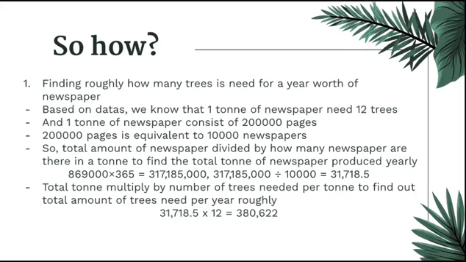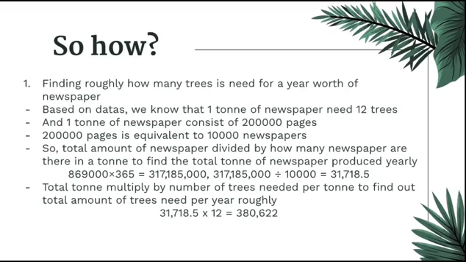So, the total amount of newspapers divided by how many newspapers are there in a ton gives the total tons of newspapers produced yearly, which is 869,000 times 365, which gives 317,185,000, which when divided by 10,000 will give you 31,718.5.